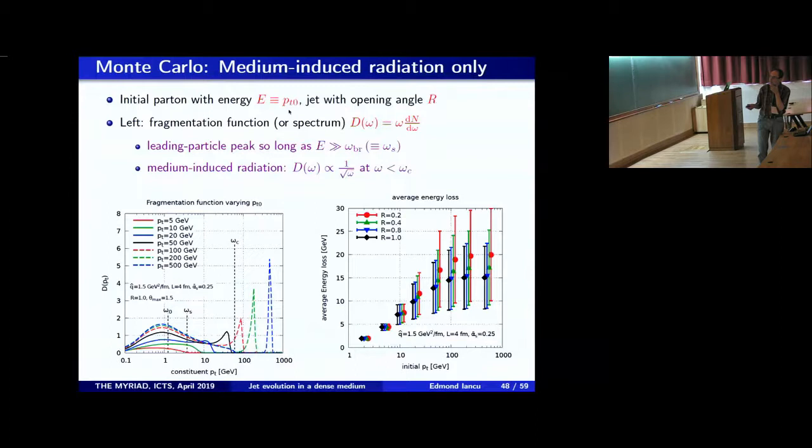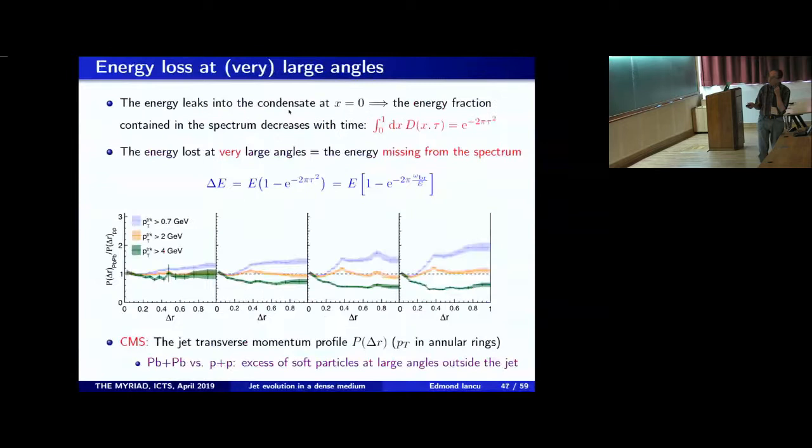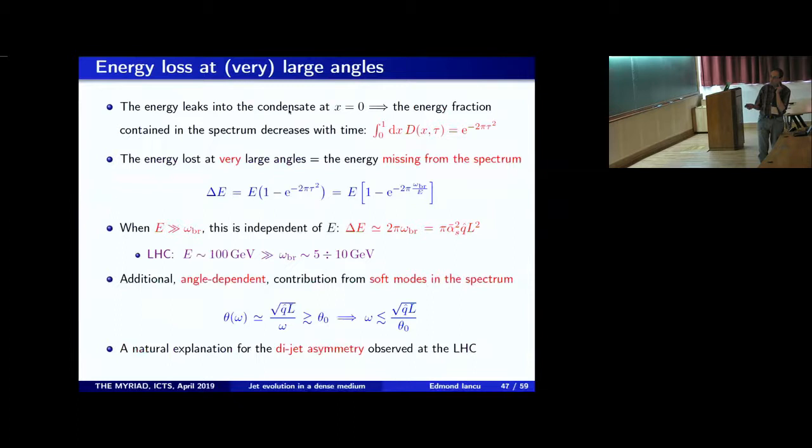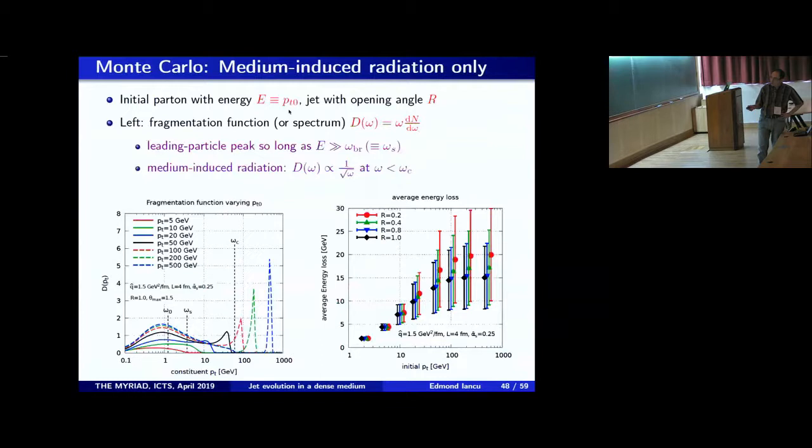And this is, again, from the Monte Carlo, the distribution: the average, the expectation value, and the error bar, the dispersion. The expectation value and the dispersion is the energy loss at large angles, including both mechanisms that I mentioned here, so the energy associated with the condensate and the energy associated with the soft mode in the spectrum. So essentially, it is the sum of this part plus the part coming from here. And you see that the different beams correspond to different energy of the leading particle. If the leading particle is relatively soft, like 5-10 GeV, then the energy loss is dramatically dependent on the energy of the leading particle. The higher the energy of the leading particle, the higher the energy loss.